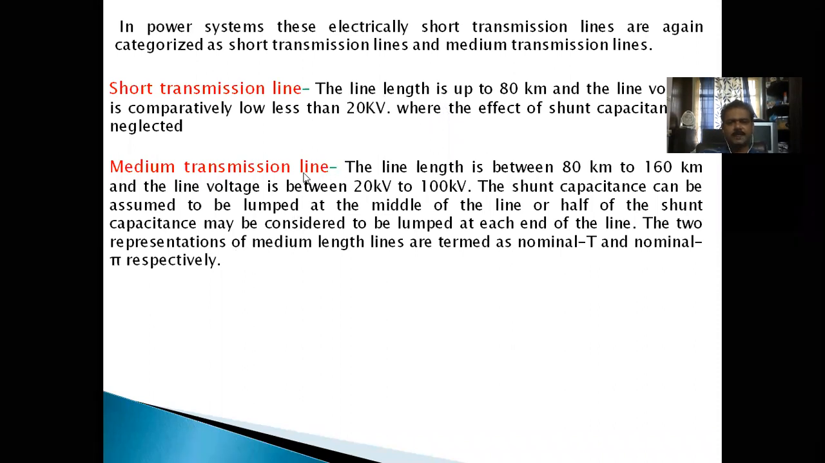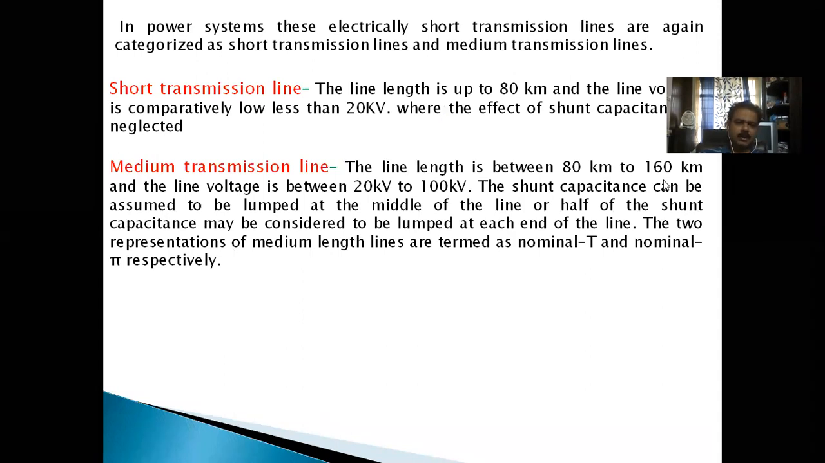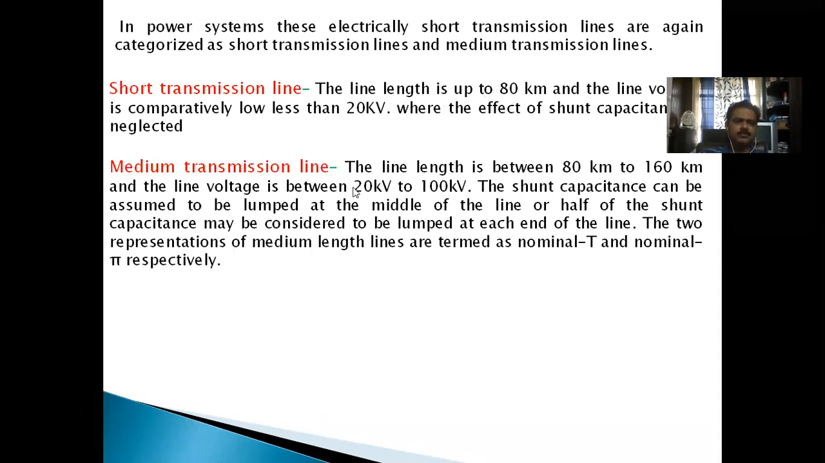Coming to medium transmission lines, the length is between 80 and 160 kilometers, and the voltage ranges from 20 to 100 kV. Here the voltage value is a little bit high. Similarly, we have to consider the capacitance and also the charging currents, which are a little bit more.